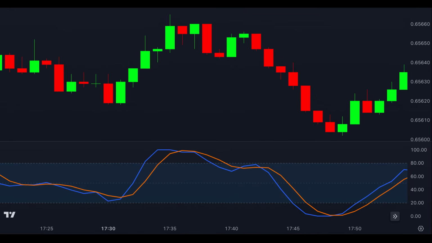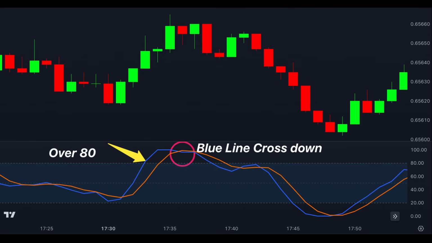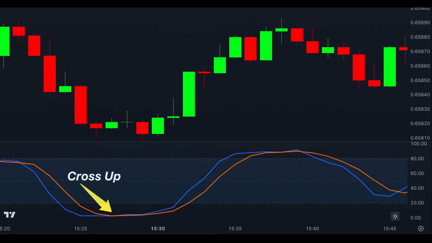One strategy is to wait until it reaches an overbought or oversold zone and then take a trade when the lines cross in the correct direction. For example, if we reached over the 80 threshold, we would be looking for a sell, but we would wait until the blue line crosses down through the orange line before taking a trade for further confirmation. If we reached under the 20 threshold, we would wait until the blue line crossed up over the orange line to take a trade.